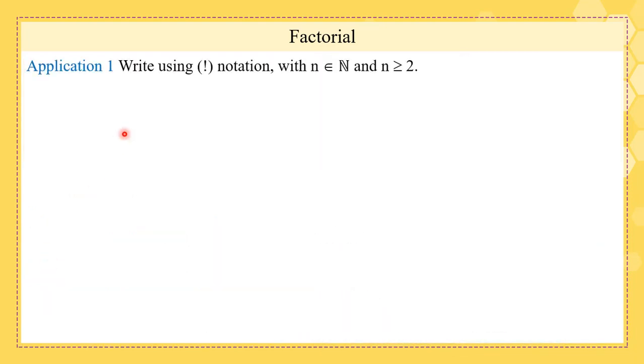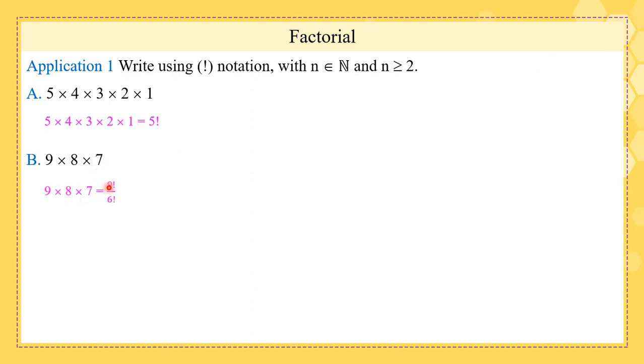Now let's see the first application. We need to write this product using the factorial notation. Try to do it alone. Try to write it using the factorial notation. Well, this is nothing but 5 factorial. Try to do this one.